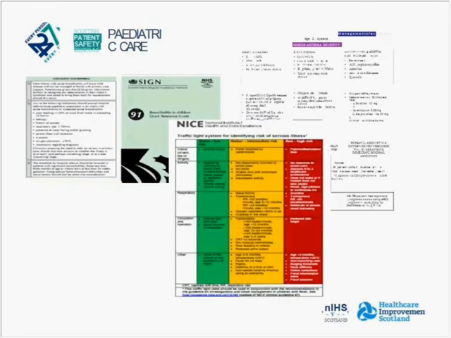The final component is to consider how we mesh the evidence obtained from the literature together with the pre-existing guidelines that exist for a number of conditions. For example, the SIGN guidelines relating to bronchiolitis, to asthma, and the National Institute for Health and Care Excellence, NICE, and for example, traffic light systems for identifying seriously unwell children.